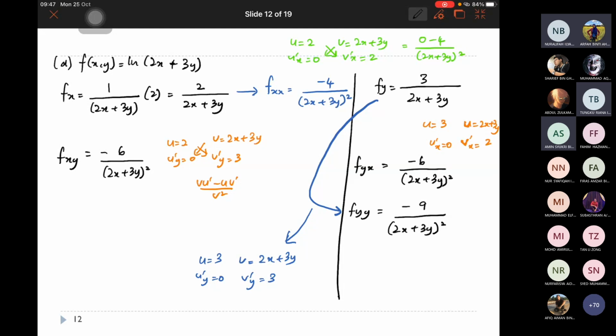So yang dah, cuba buat soalan E. Soalan E awak ada F, X, Y and Z equal to Z squared exponential of 5X sin 2Y. Okay.